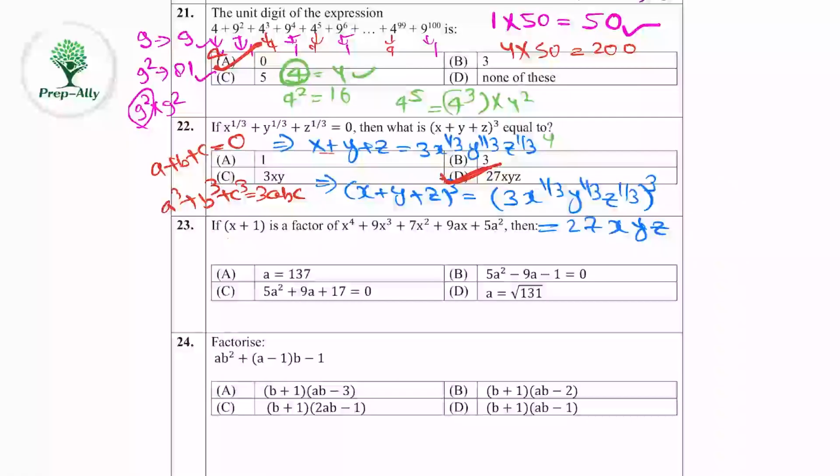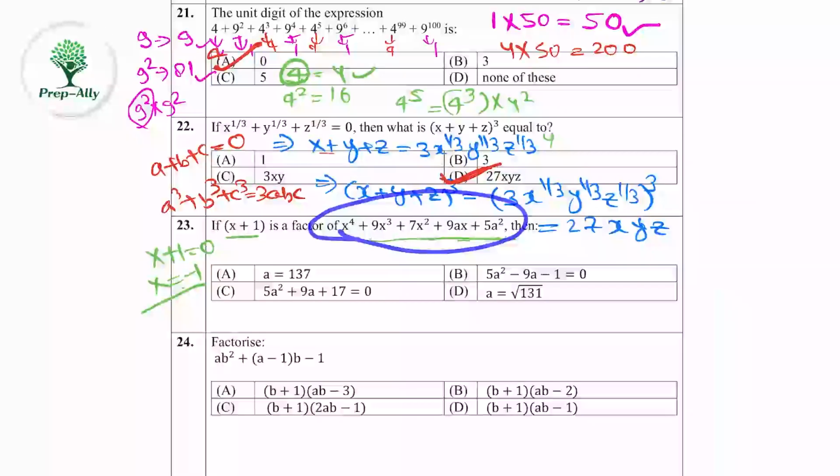Now for question number 23, x plus 1 is one factor of this. So here we can apply the factor theorem. Basically, we have to take x plus 1 equal to 0. We are getting x equal to minus 1. If it is a factor, then by using the factor theorem, if I substitute x equal to minus 1, this whole term is equal to 0.